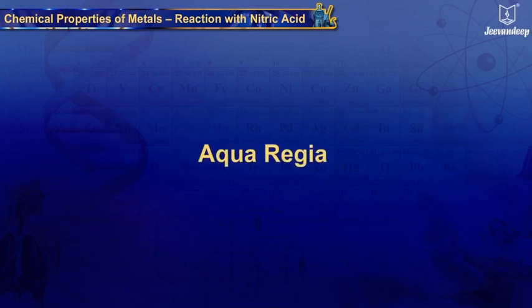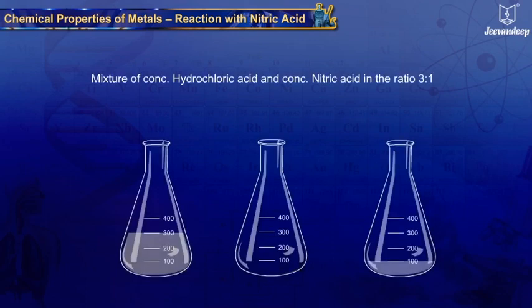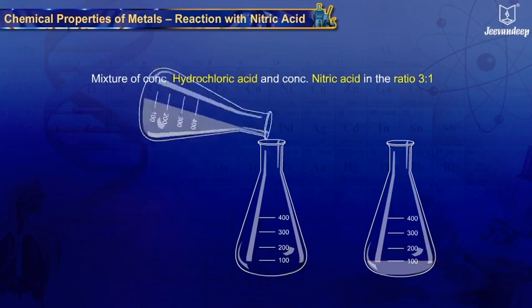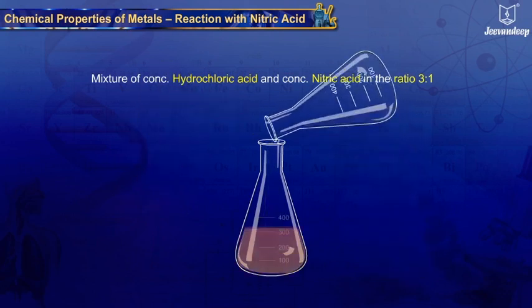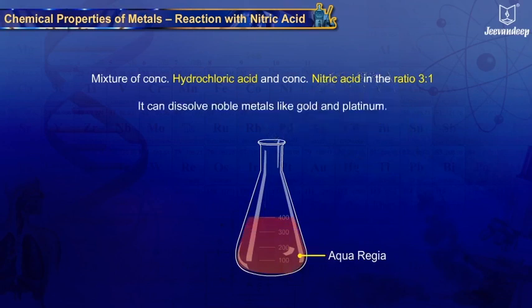Aqua regia. Aqua regia is a freshly prepared mixture of concentrated hydrochloric acid and concentrated nitric acid in the ratio of 3:1. It can dissolve noble metals like gold and platinum.